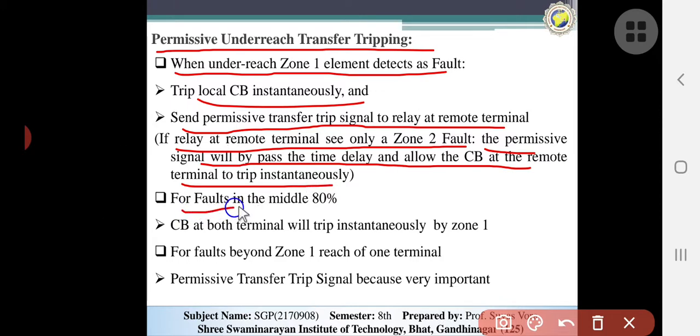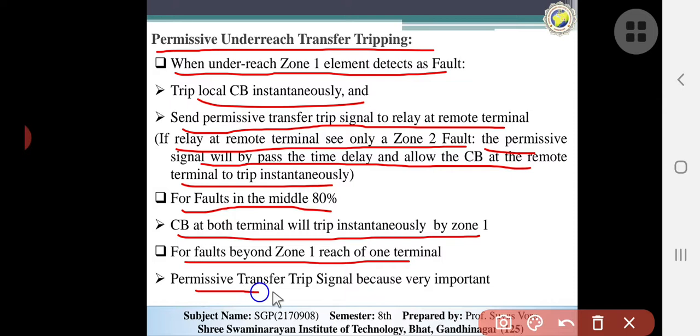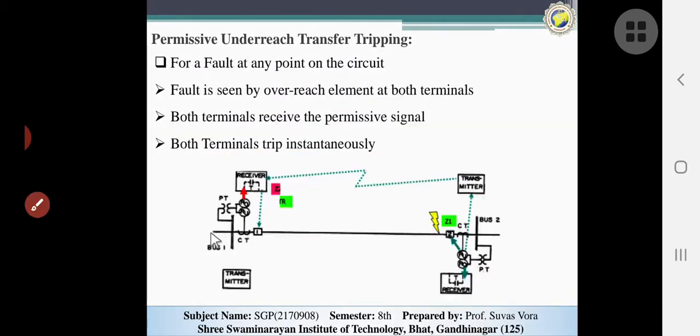So we know that for a fault in the middle 80%, the circuit breakers at both terminals will trip instantly by zone 1, and for a fault beyond the zone 1 reach of one terminal, the permissive transfer trip signal becomes very important. सो जोन 1 से यानी कि 80% से ज़्यादा दूर होगा, यानी कि नियरेस्ट टू द सर्किट ब्रेकर और सब स्टेशंस भी, एट दैट टाइम दिस विल बी वेरी इंपॉर्टेंट.